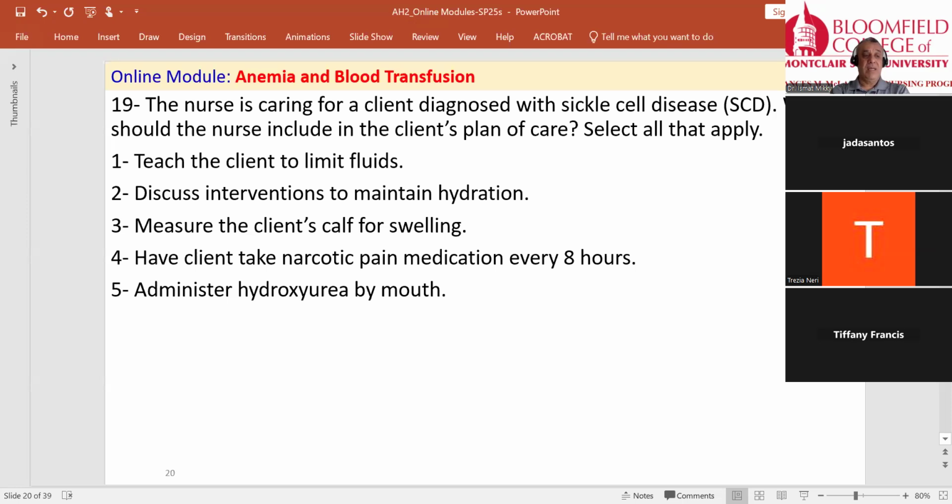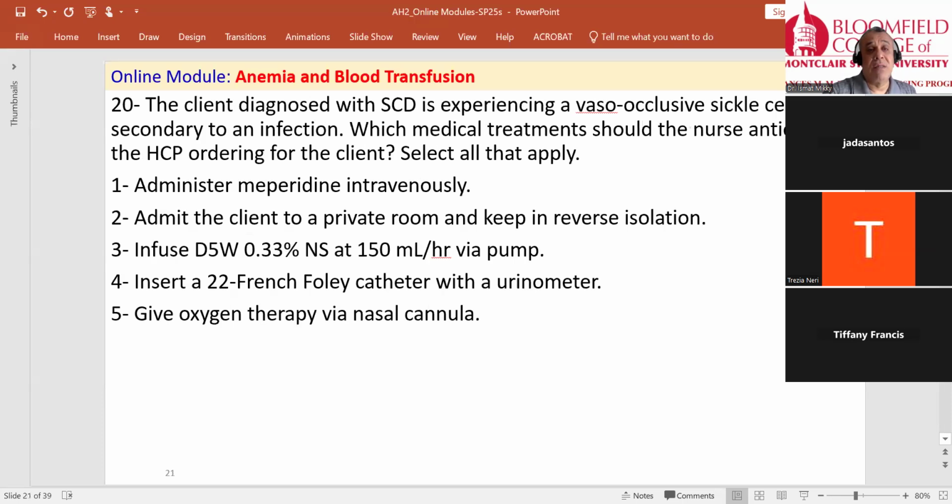Swelling from the sickling cells usually occurs in the joints, not in the organs. Measuring the calf would assess for DVT, but not for sickle cell, right? And 5, right? So hydroxyurea, which is the FDA approved drug for reduction of the painful sickling episodes. So just 1, 2, and 5. 2 and 5, exactly. Yes. 20.